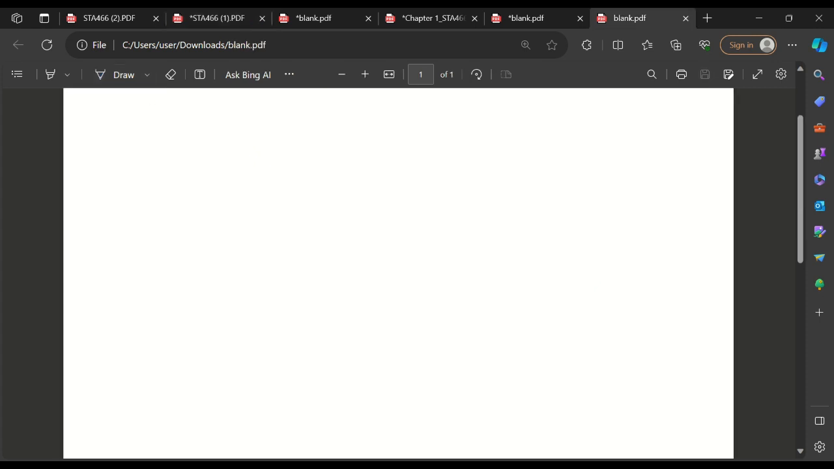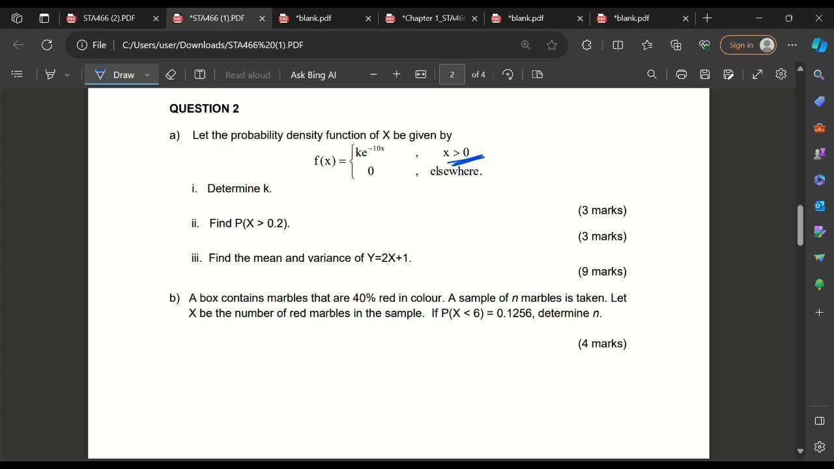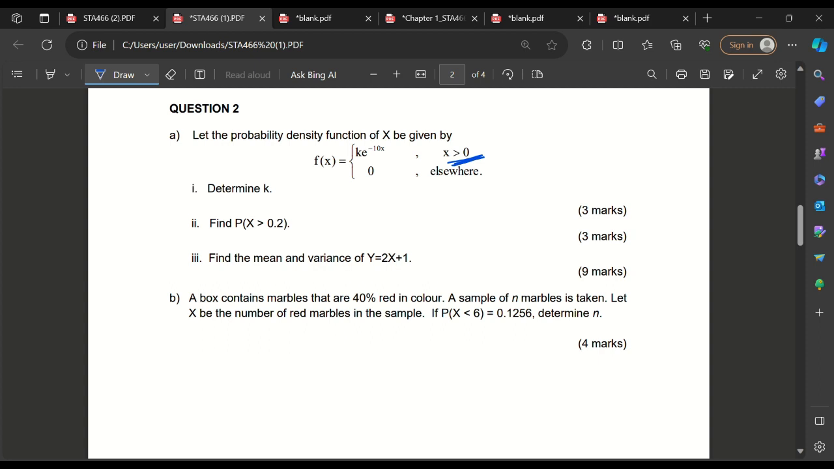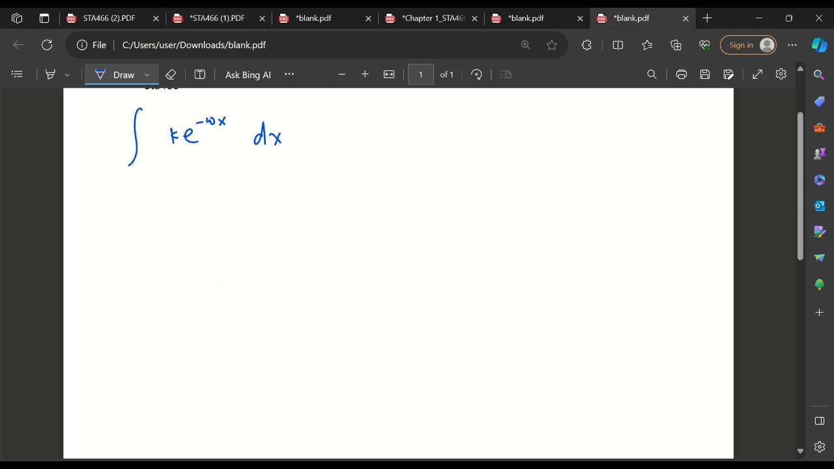So, macam tadi, to find the value of k, we use the second property, yang mana the integration of the valid function, e negative 10x terhadap dx from 0 to infinity, sebab more than 0, it will be equate with 1.